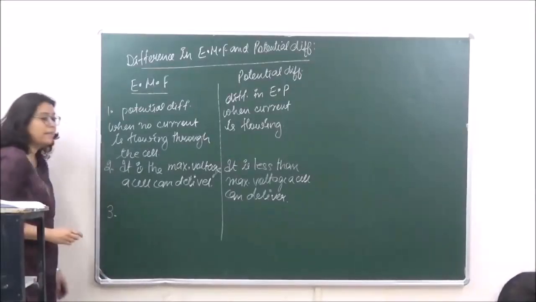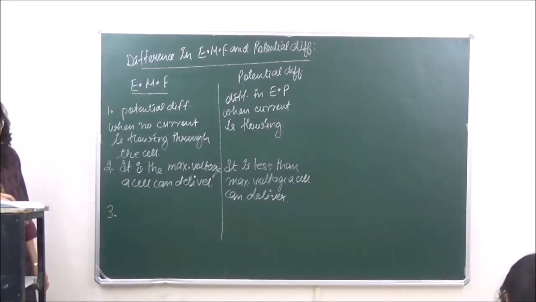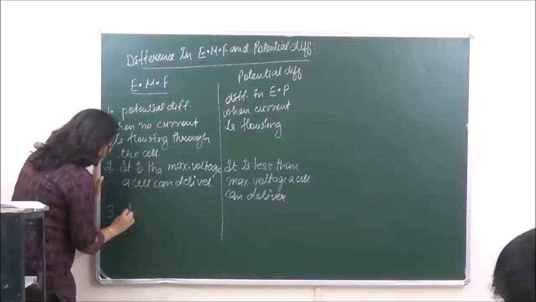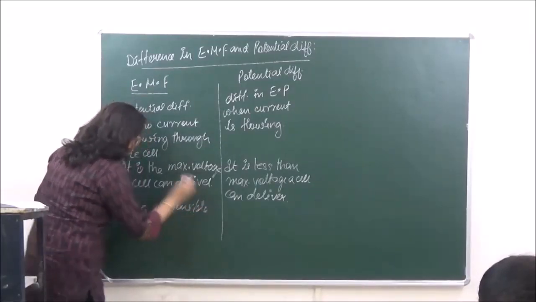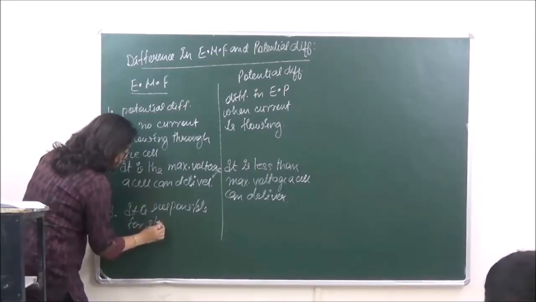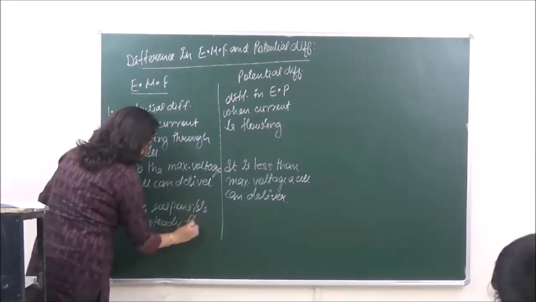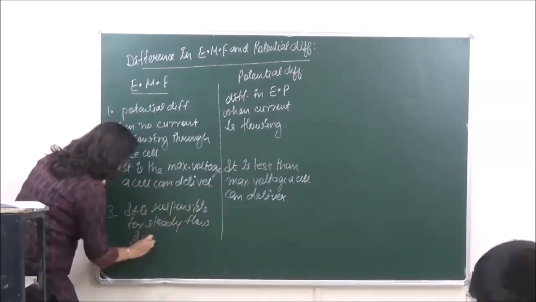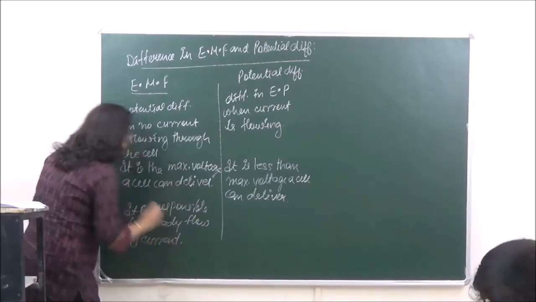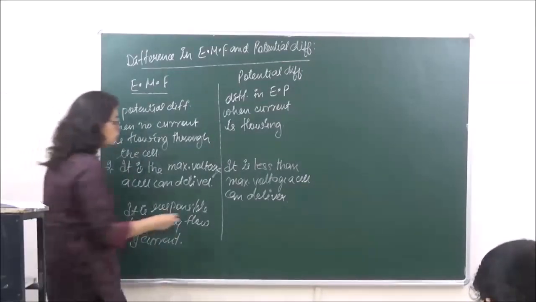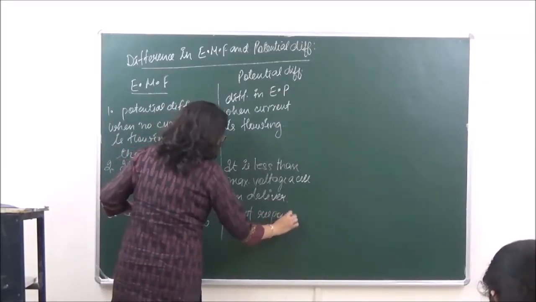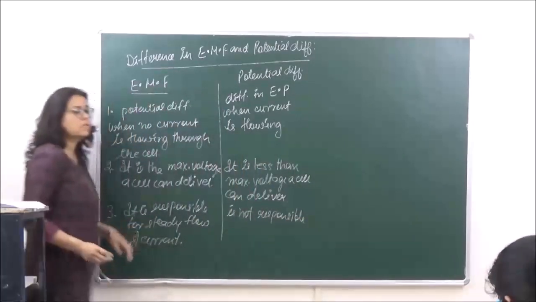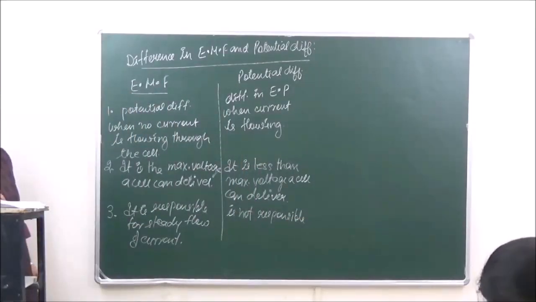Okay? Then the third difference between the two, it is responsible for steady flow of current. EMF is responsible for steady flow of current, whereas the potential difference is not responsible for steady flow of current. Okay? So these are the differences.